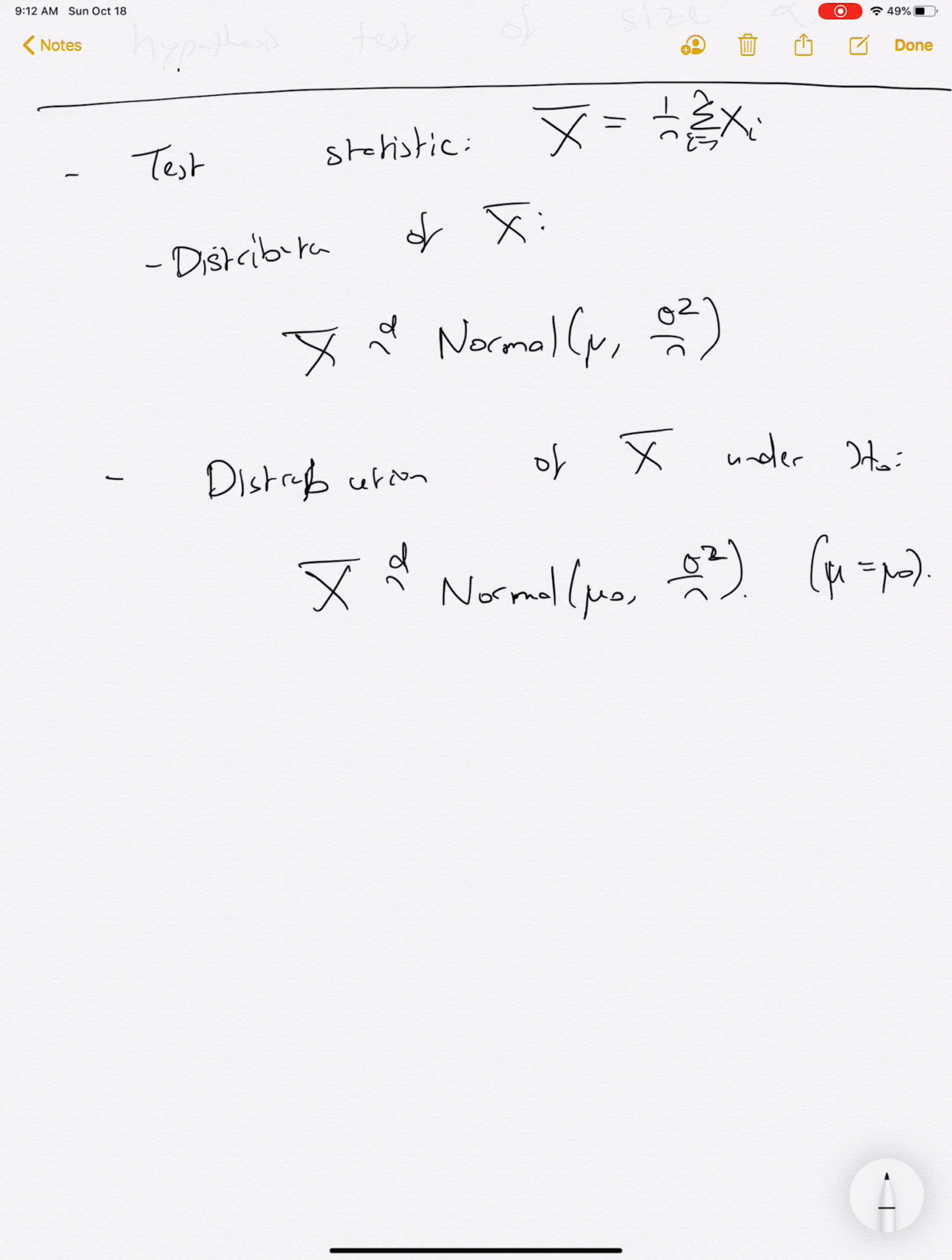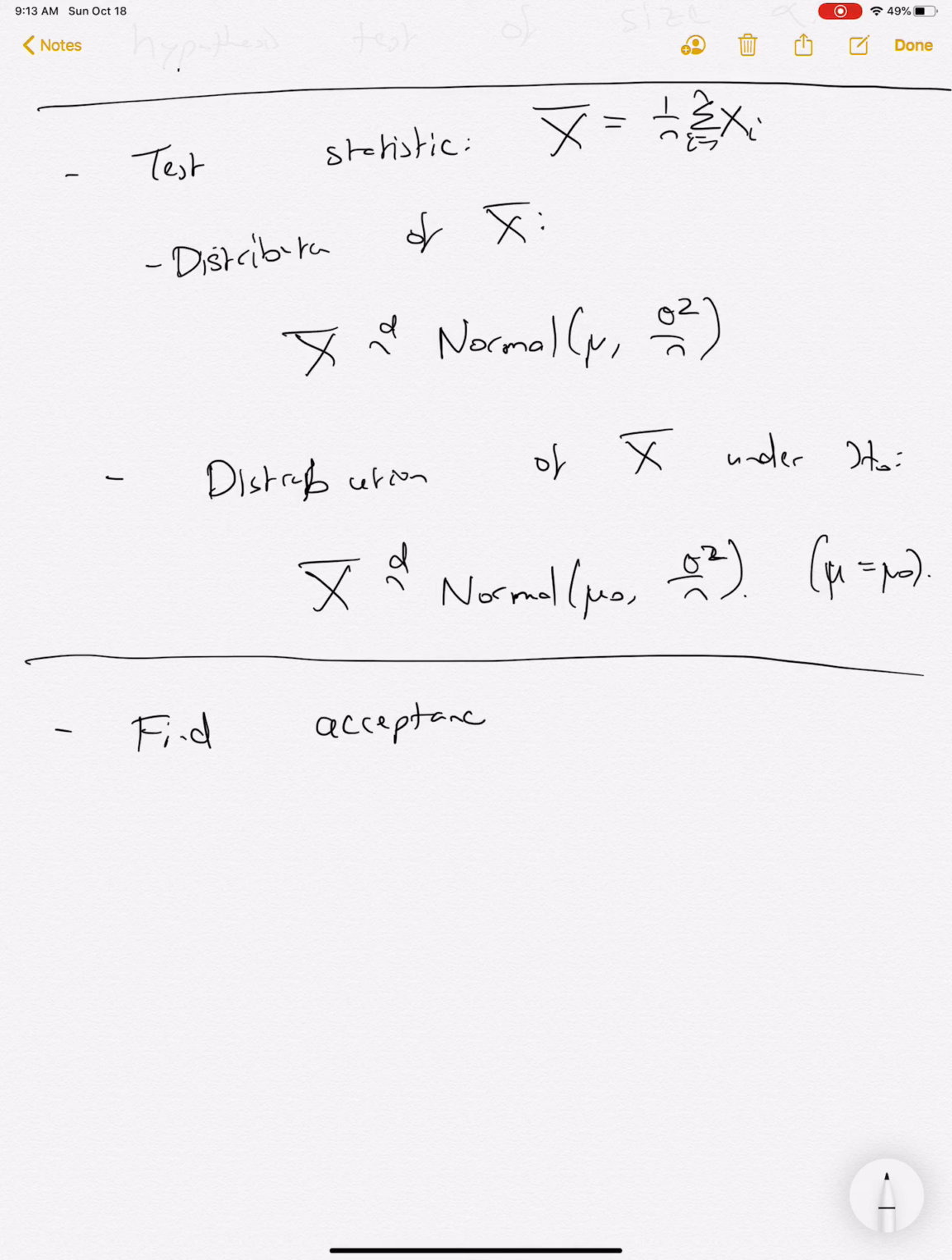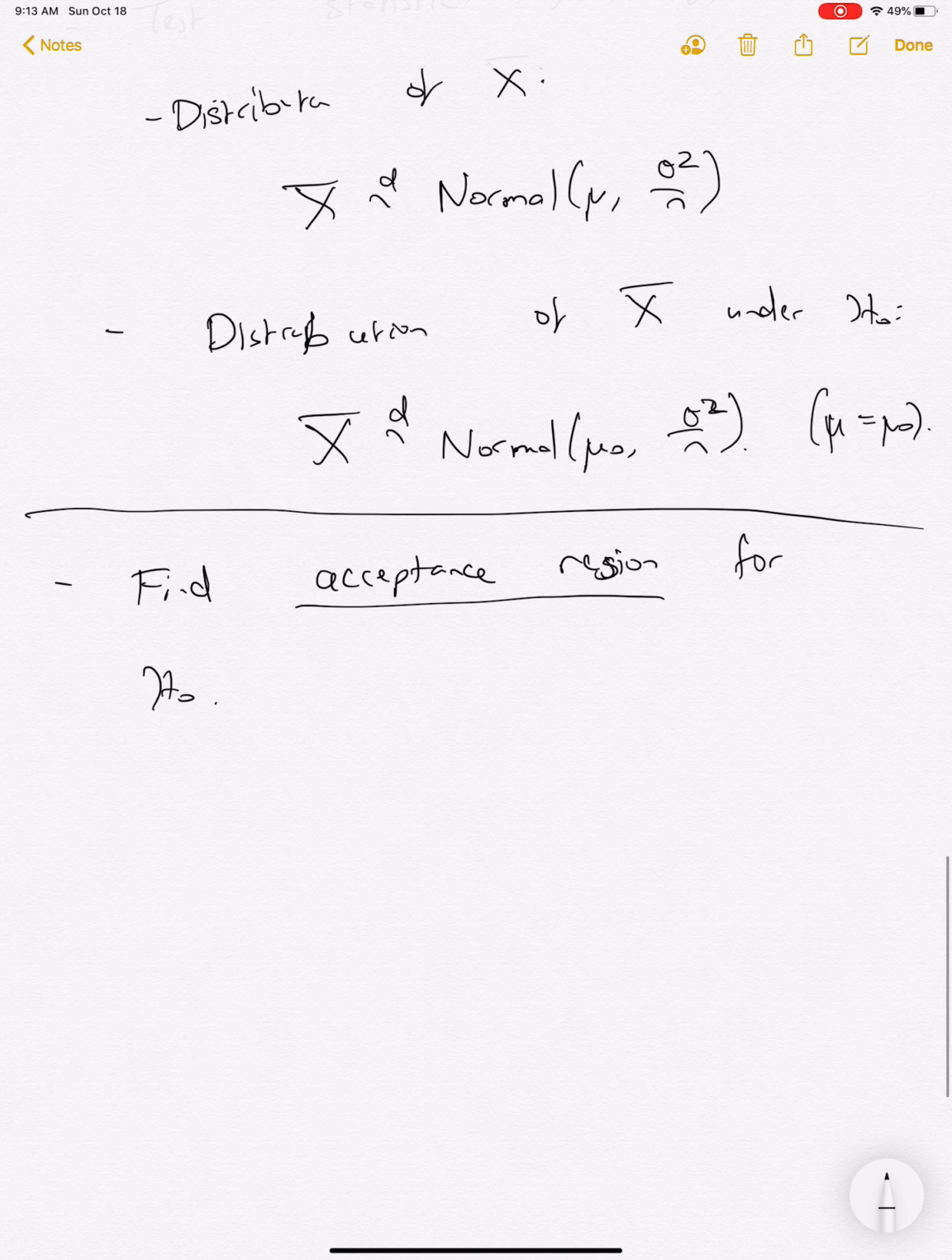Okay, so the next question is we want to find the acceptance region for H naught. This acceptance region is going to be a really critical concept that we're going to use to connect confidence intervals and hypothesis tests.